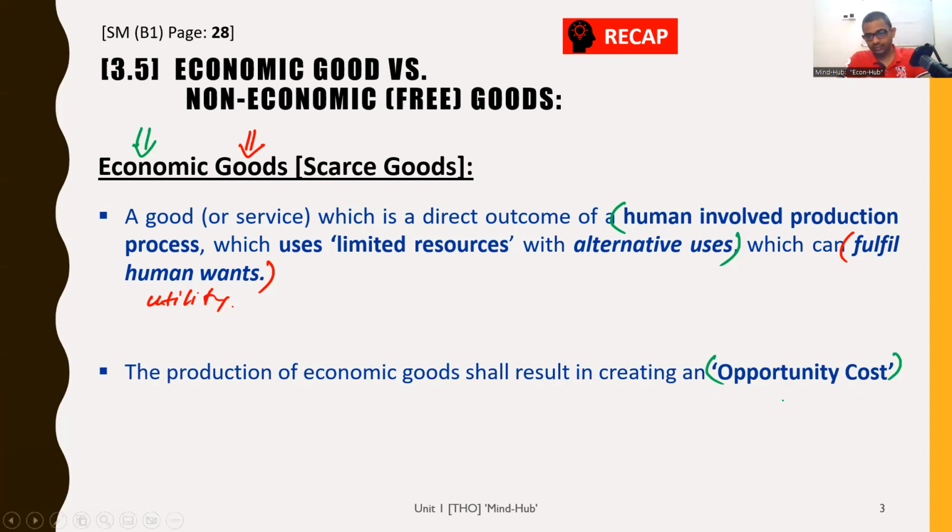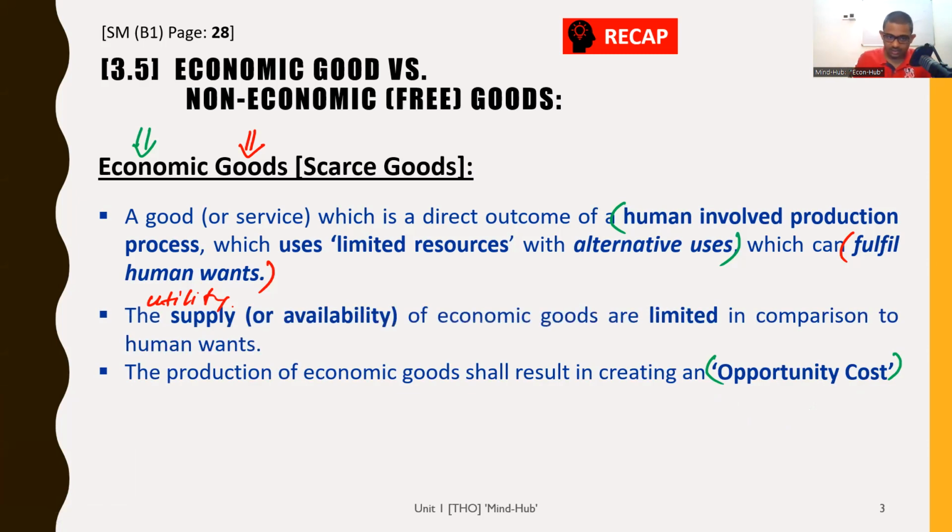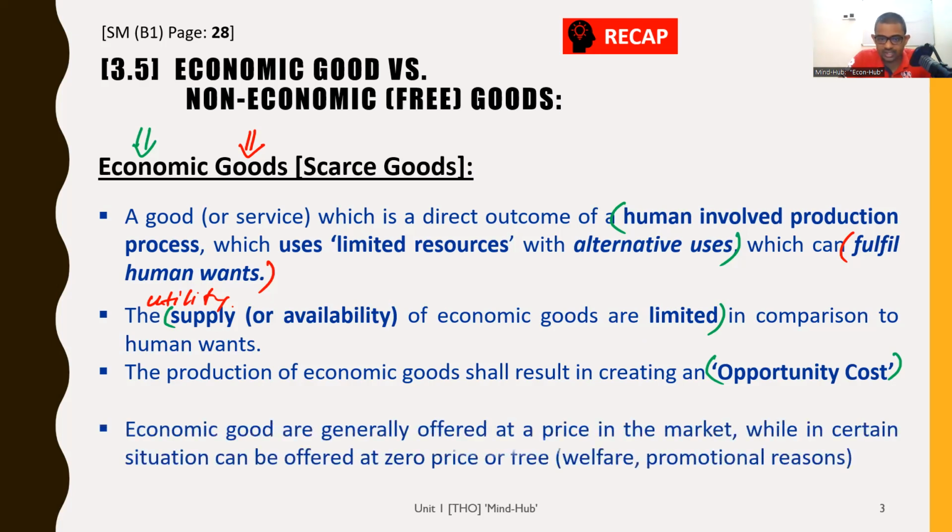Okay, right. And because we are using scarce resources, the supply or the availability of economic goods tends to be limited. Our wants are unlimited, but the availability of economic goods that need to be produced using scarce resources is limited. Right. Then finally, we say economic goods are generally offered at a price.